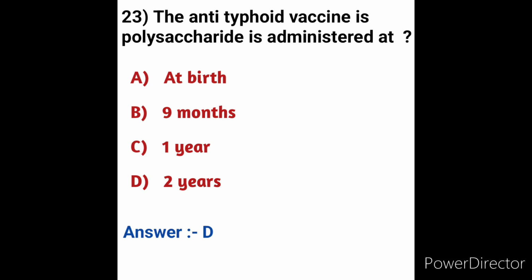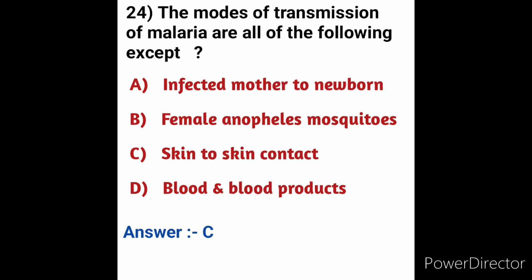Here, anti-typhoid vaccine administration at the age of 2 years. Option D is the correct answer. On to question number 24.